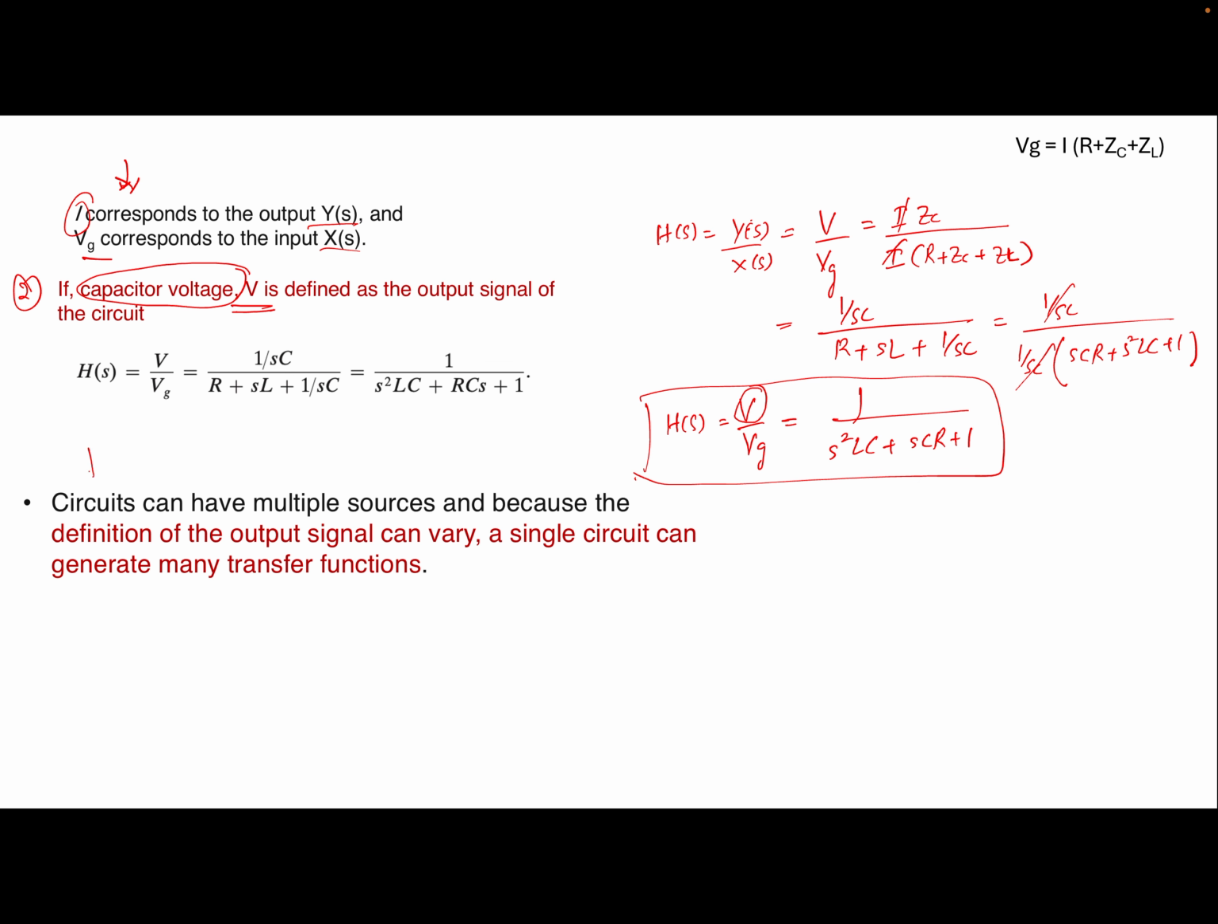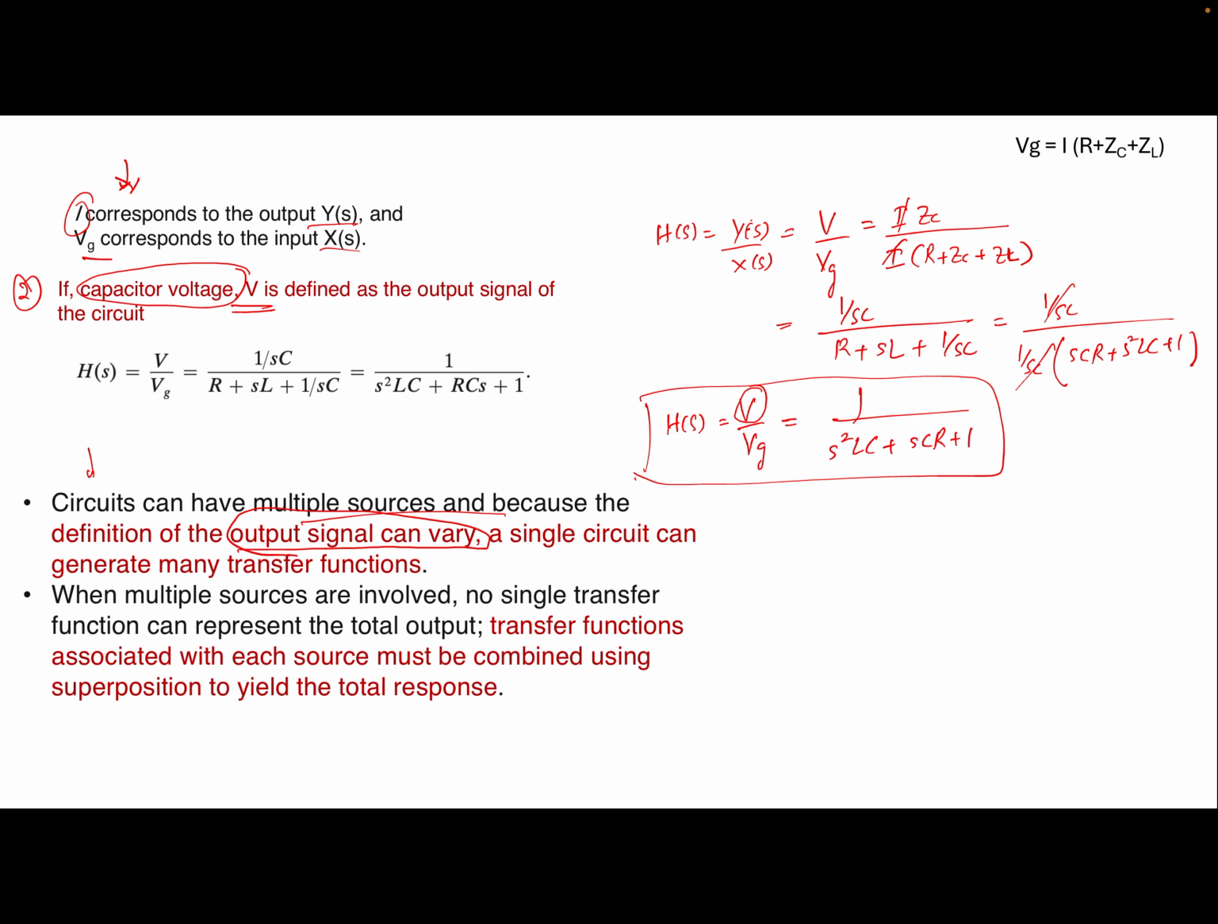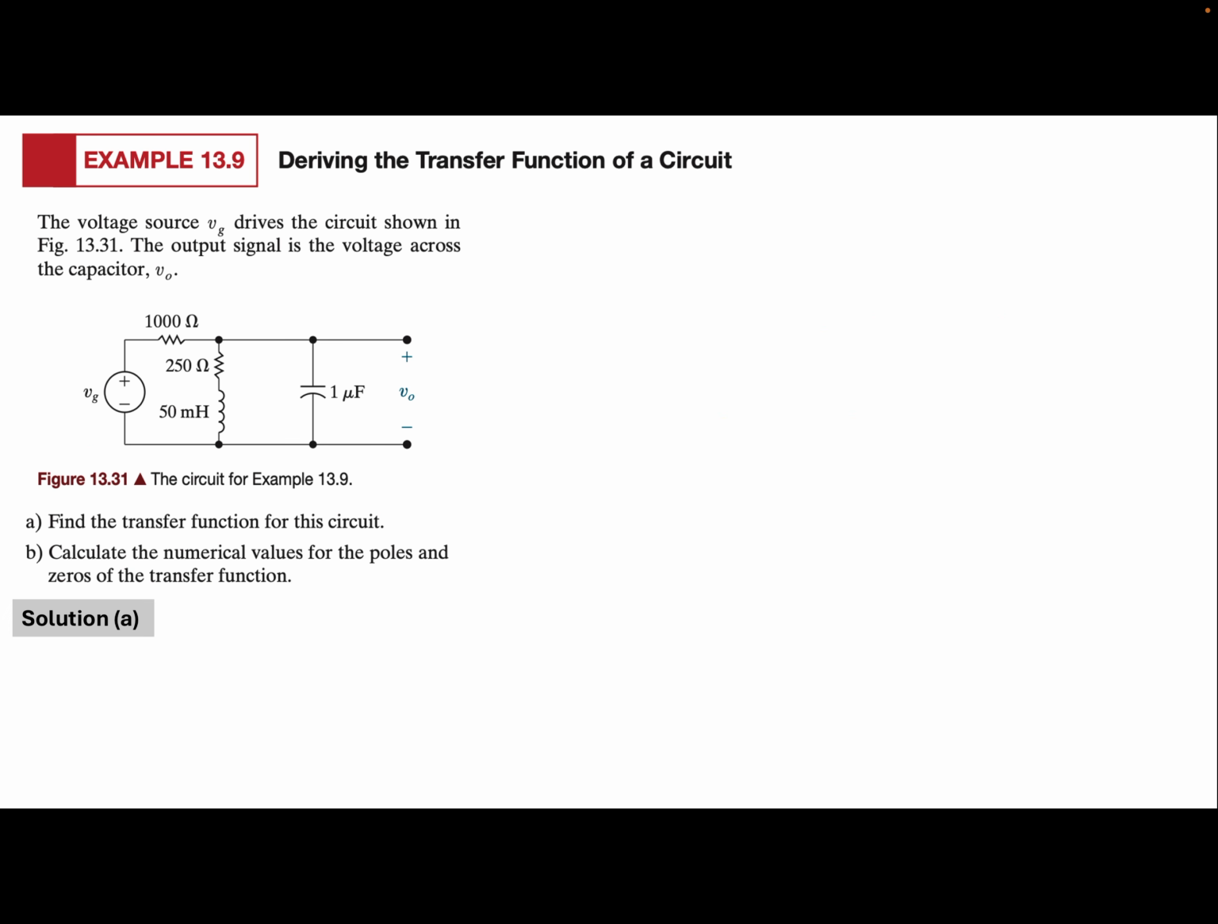Again, this is a point that I make. If you have multiple sources, your definition of the output signal can vary as well. And you can apply superposition principle to find the total response. Practically, you can get multiple transfer functions, right? And then apply a superposition principle as well. Okay, let's do one example problem.